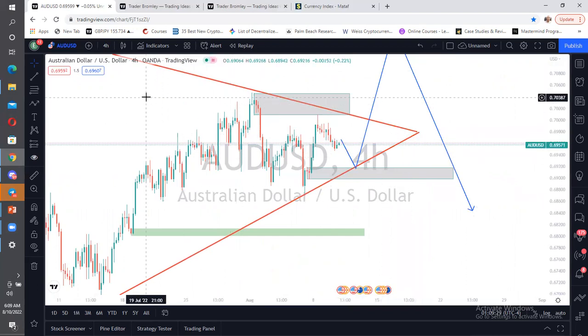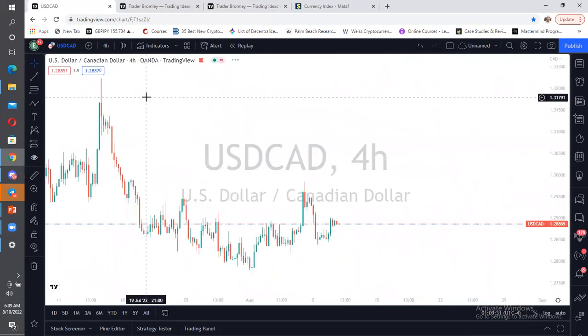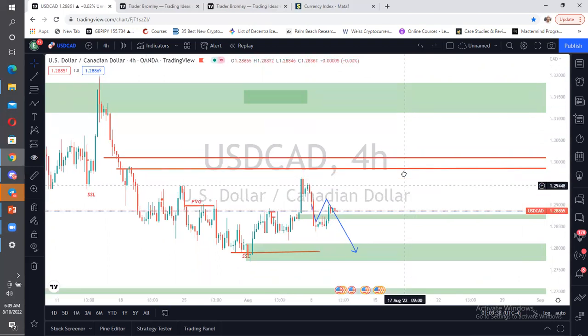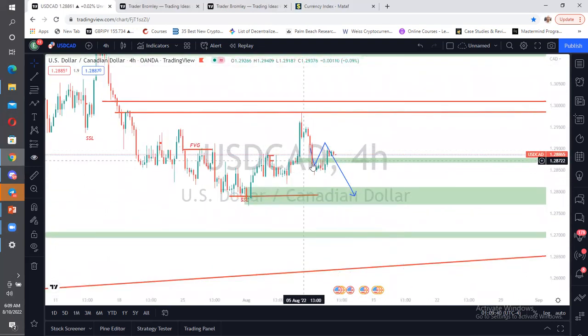Okay, the next one. Yeah, the next pair is performing just as we have analyzed. We analyzed that this was going to happen. The market will need to trade back down to this level, this zone here, which is this.